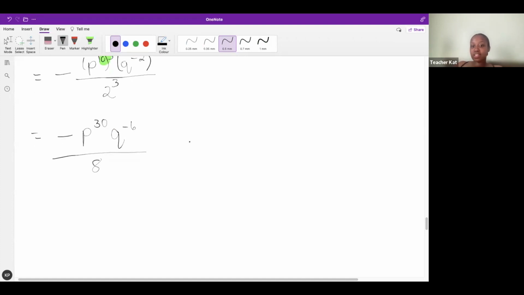Can we still simplify this further? Are we able to simplify further? Yes. By moving what? Which variable are we moving? The p or the q? Nice. Nice, guys. So it'll be negative p to the power of 30 all alone in the numerator over 8q to the power of 6.